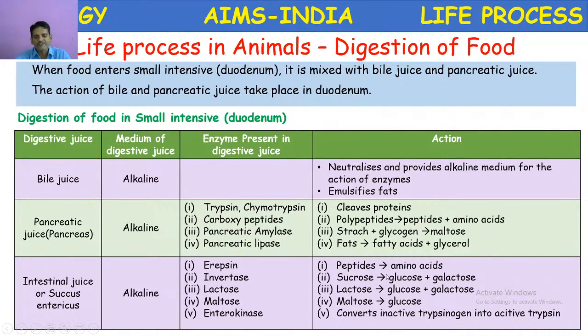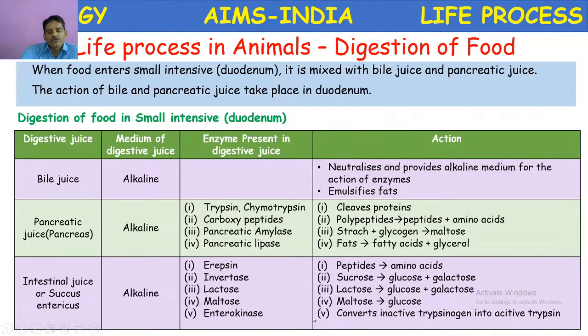Erepsin acts on peptides and converts them into amino acids. Invertase, also called sucrase, acts on sucrose. It breaks this complex carbohydrate sucrose into simple sugars, glucose and fructose. Then the lactase enzyme acts on lactose, the milk sugar, and converts it into glucose and galactose. Maltose is converted by the maltase enzyme to glucose.